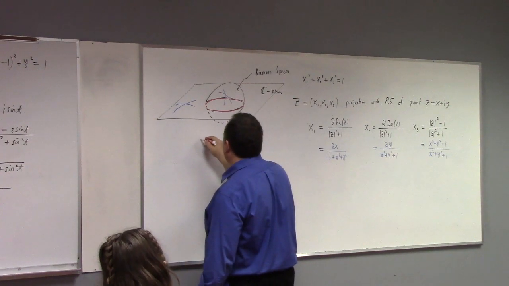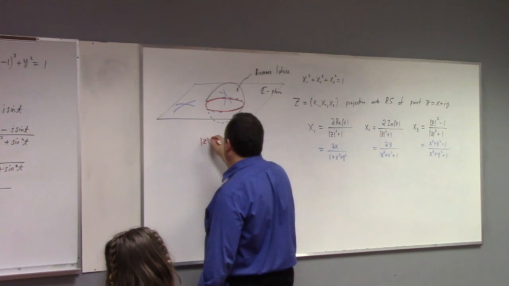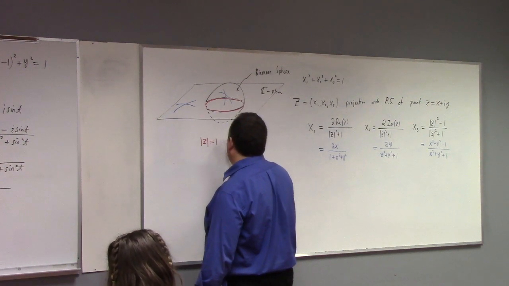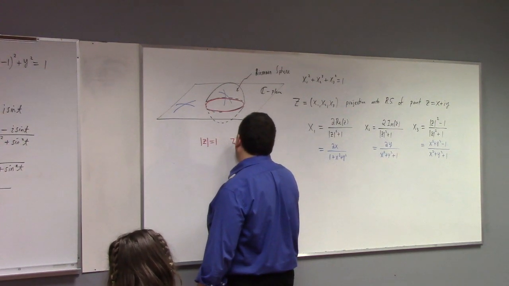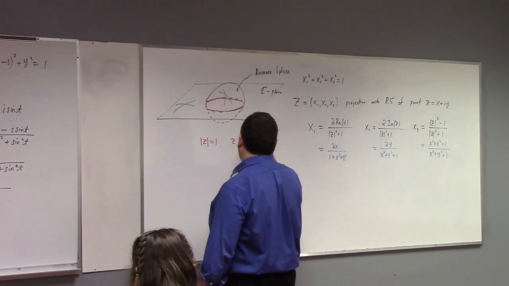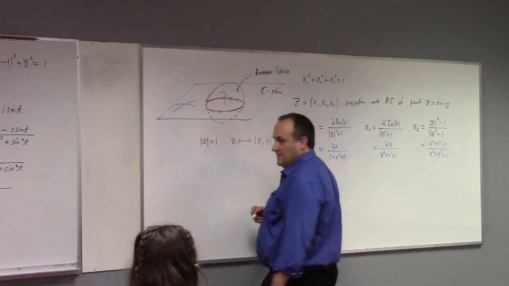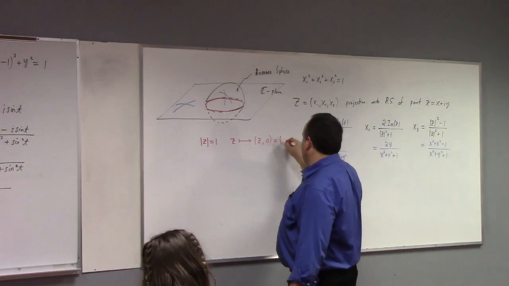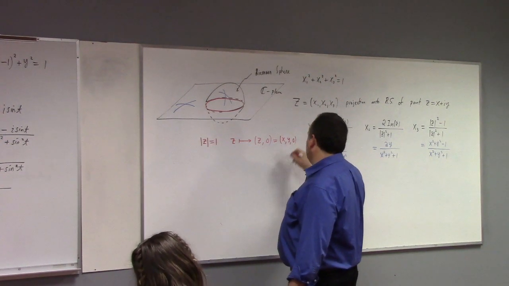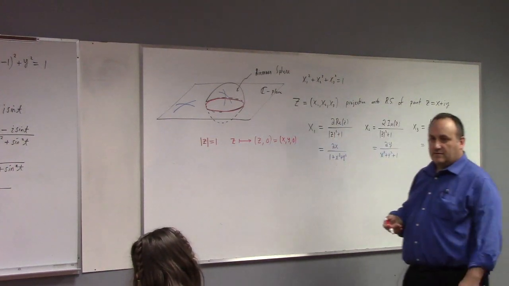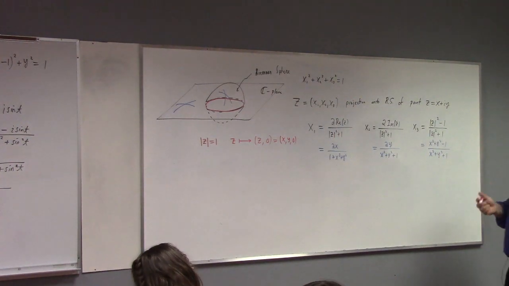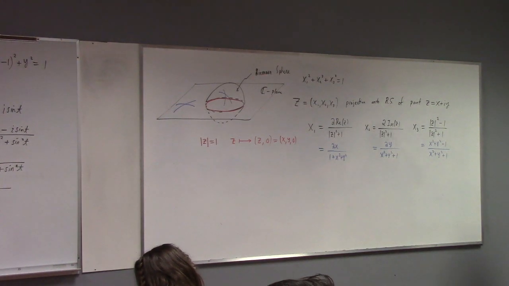If I have the modulus of z equal to 1, then that z maps to literally x, y, 0, if you want to use that notation. That's what happens to the points on the unit circle in the complex plane. They just literally map to the equator of the Riemann sphere.